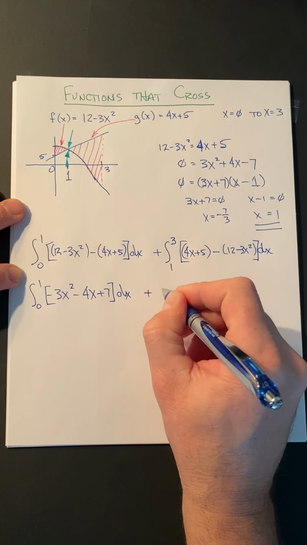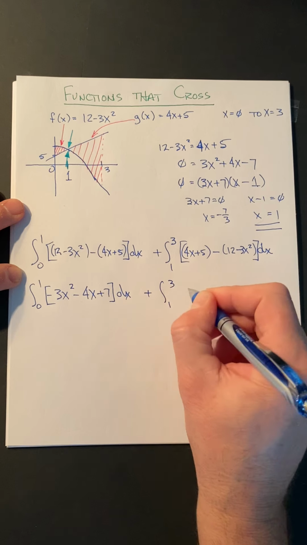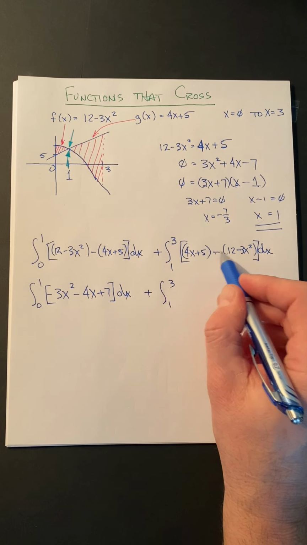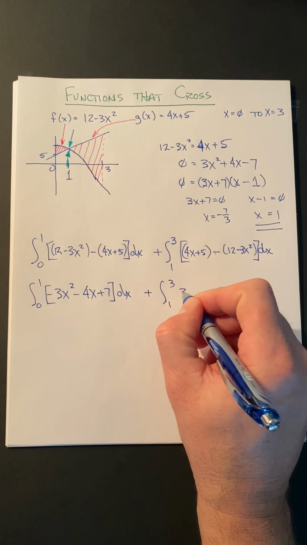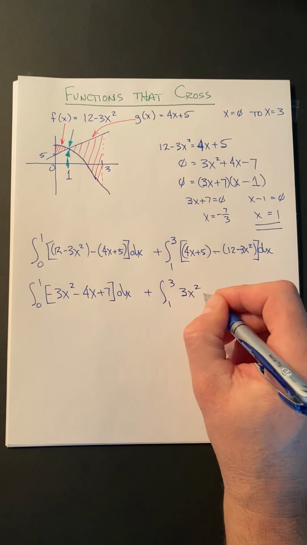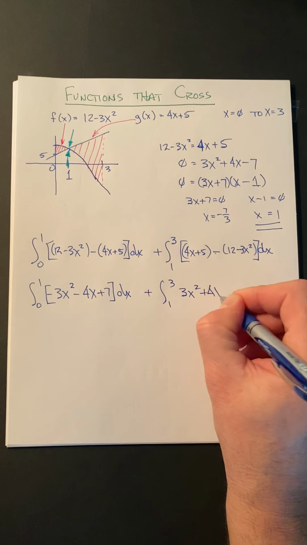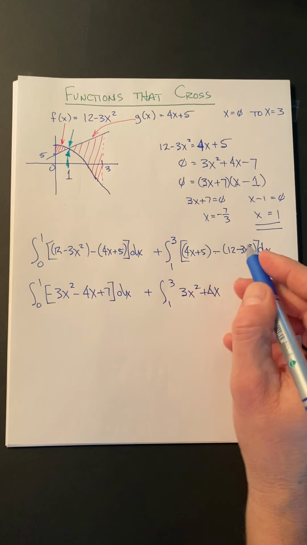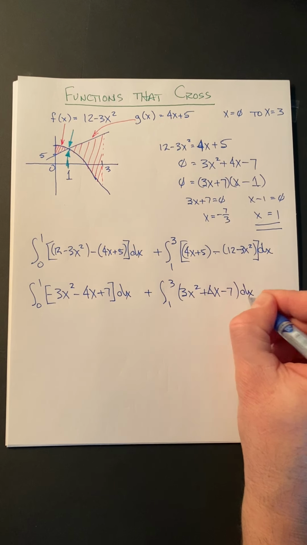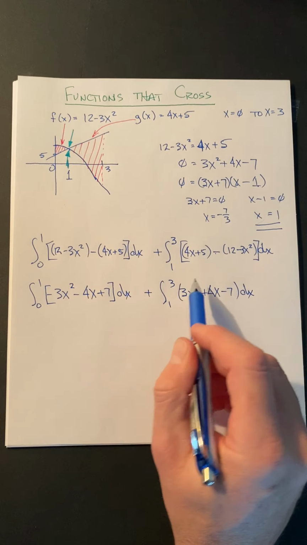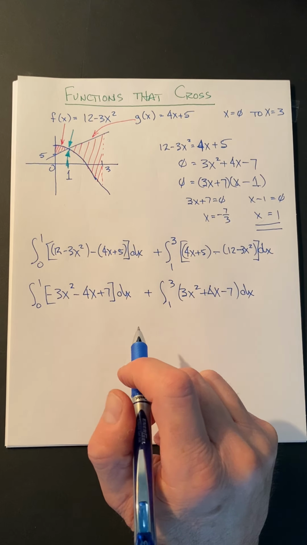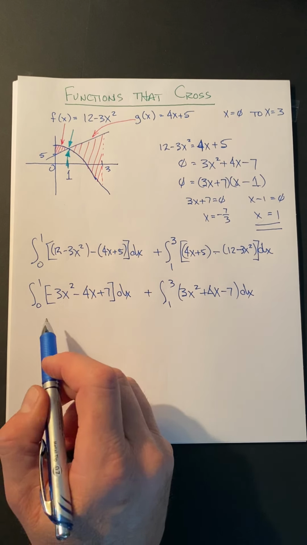And then over here, from 1 to 3, I'm going to have what? A positive 3x squared, a positive 4x, and then a minus 7 here. Just an old habit for me, I go through these and make sure I'm in descending order. All right, so let's integrate this.